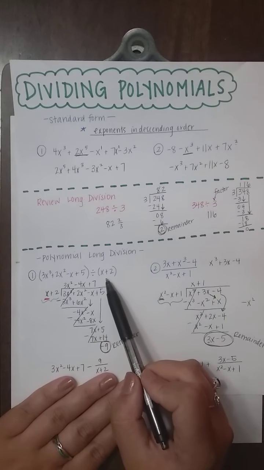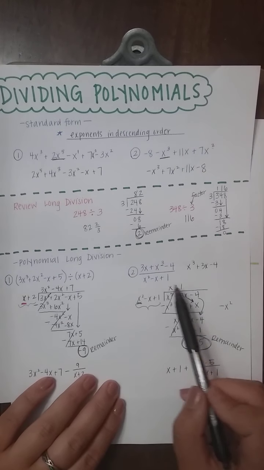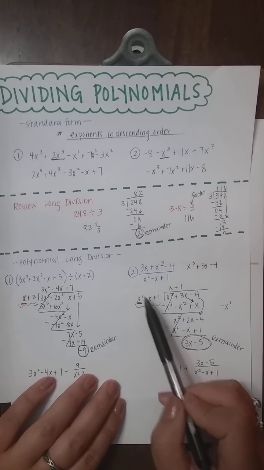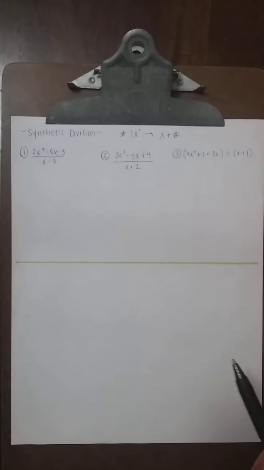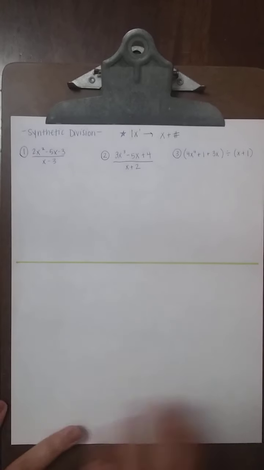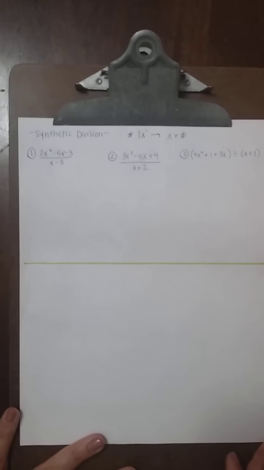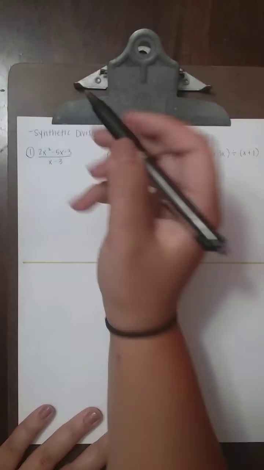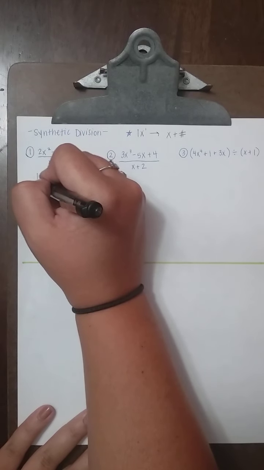So that example that we did here, the first one I can do synthetic division for. The second one we cannot, because I'm dividing by an x squared there. So you got to make sure that it's just 1x to the first power and what you're dividing by. All right, then you're going to set it up the same every single time you do this. All right, so we're going to have a box.